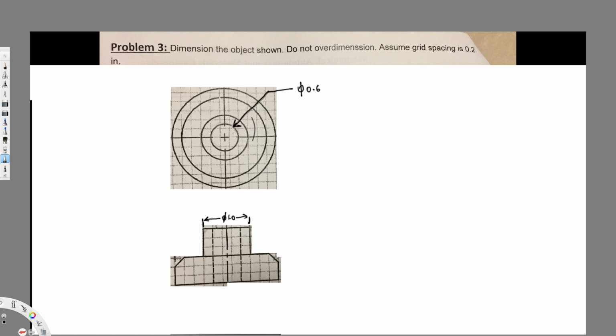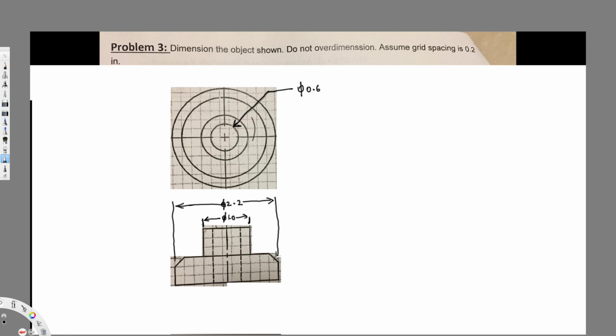Then we measure this one right here. So let's count the boxes: 1 2 3 4 5 6 7 8 9 10 11. So 11 times 0.2 is going to be 2.2, and we have to write 5 in front of it, and that's all we have to do.